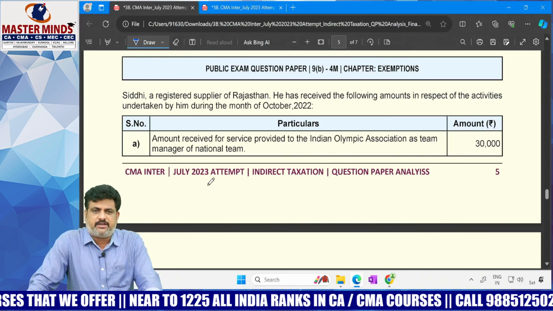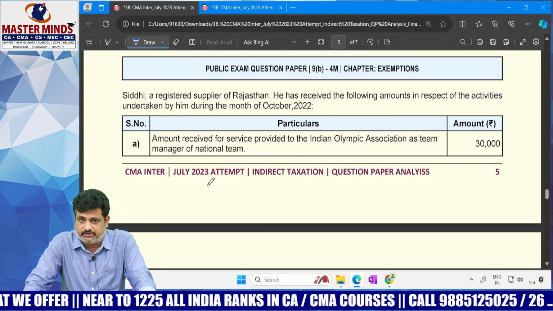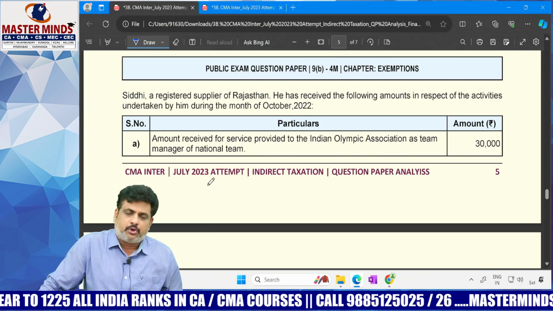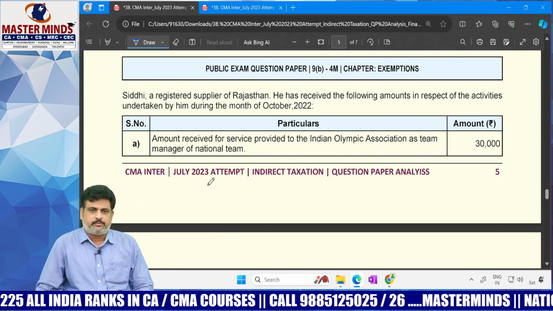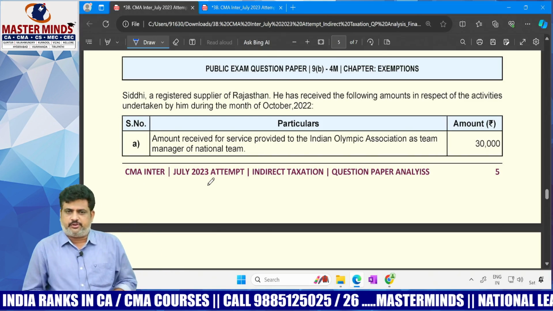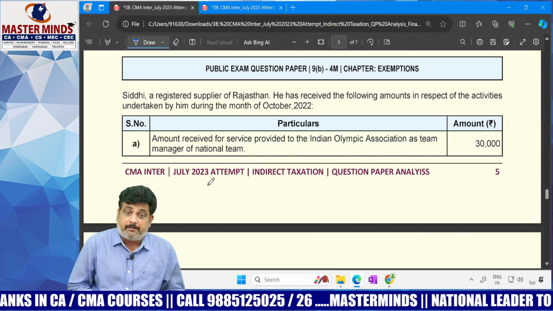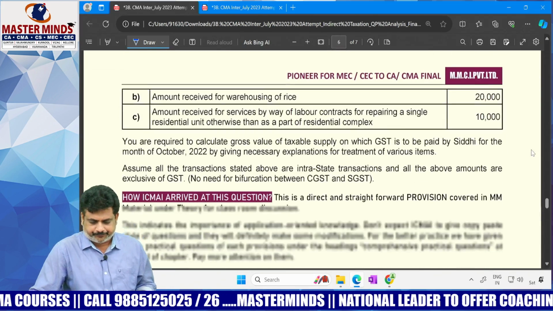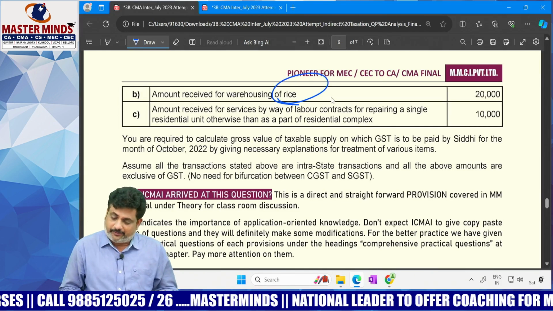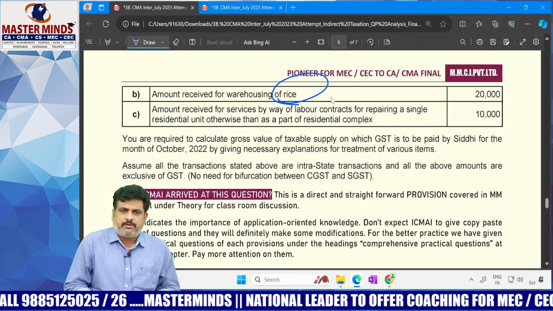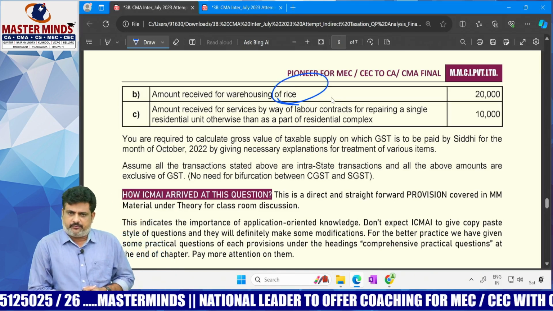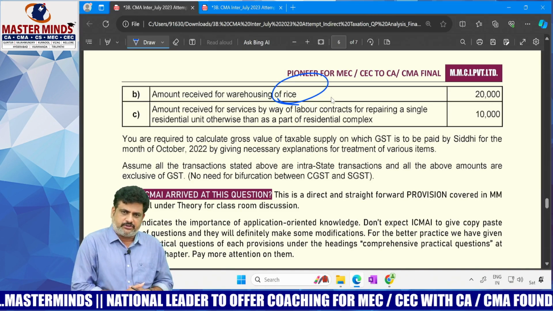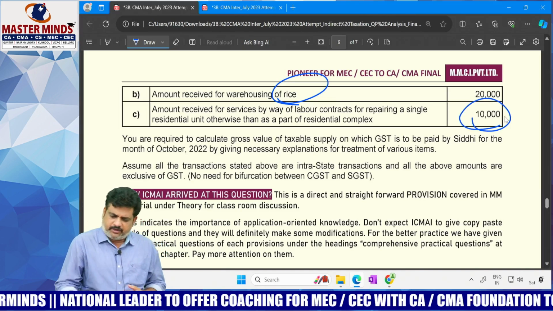So with respect to this, Siddhi, a registered supplier of Rajasthan, has received the following amounts in respect of activities undertaken by him during the month of October 2022. Amount received for services provided to Indian Olympic Association as a team manager. As a team manager, it is always exempted. Amount received for warehousing of rice, exempted. Amount received for the services by way of labor contract for repairing a single residential unit otherwise than as a part of residential complex, 10,000. So definitely it is taxable.